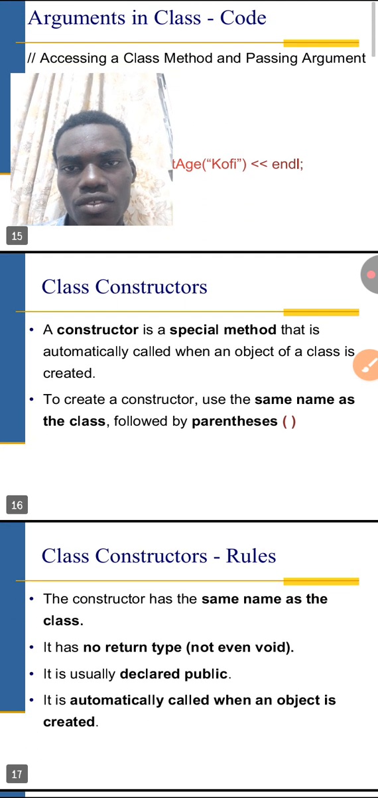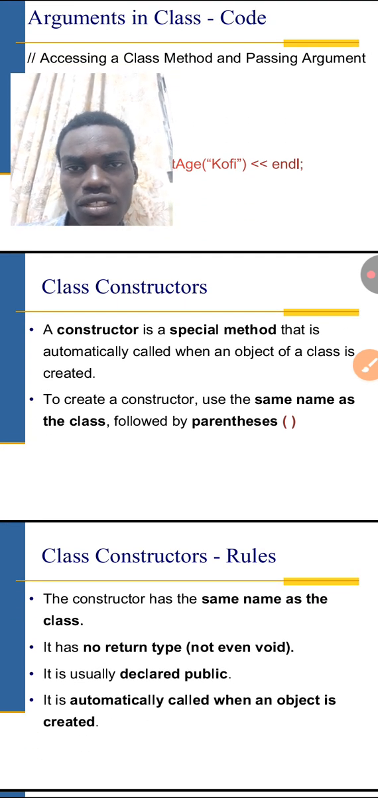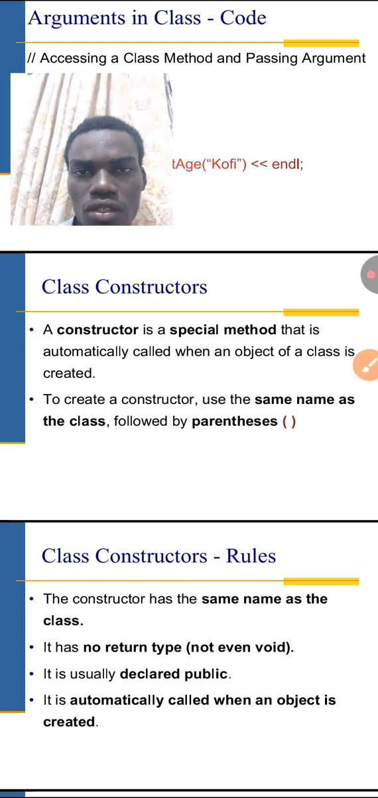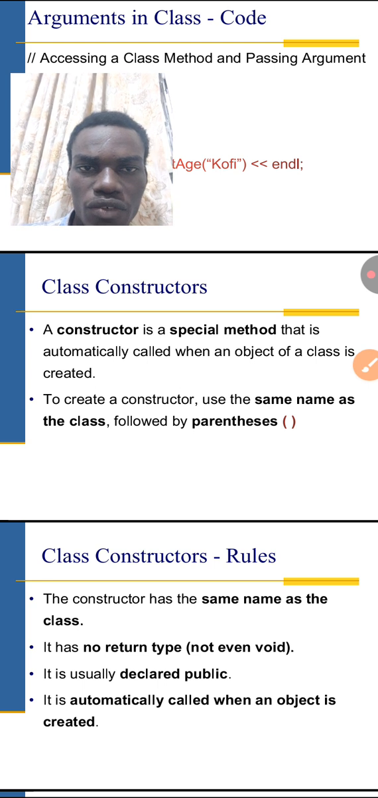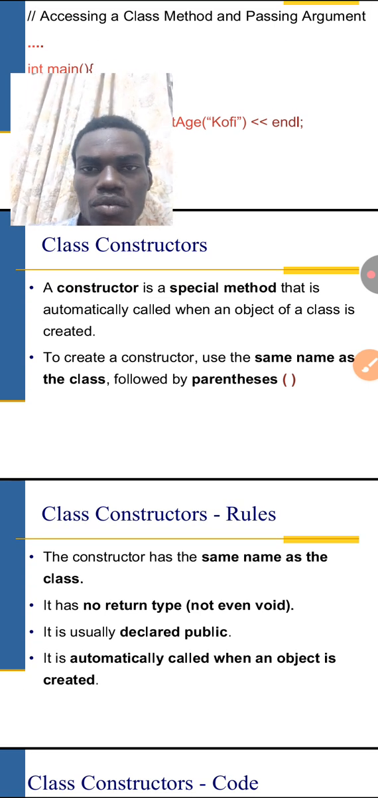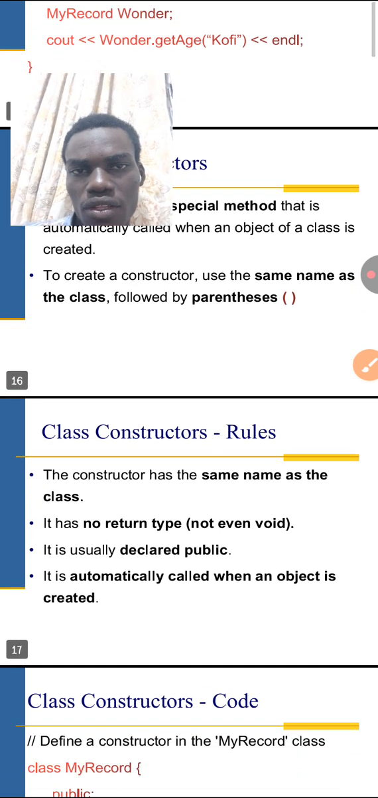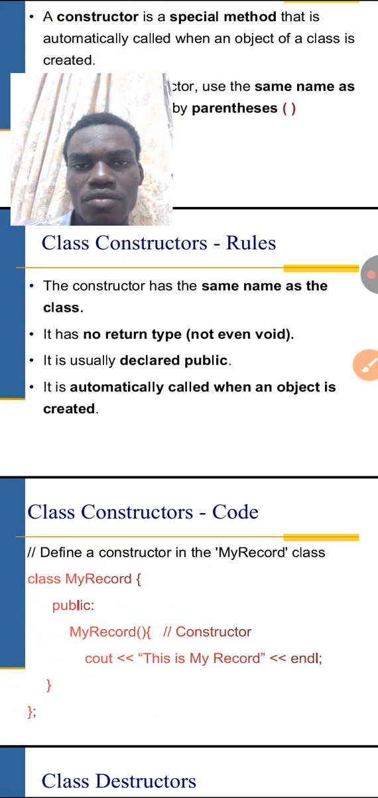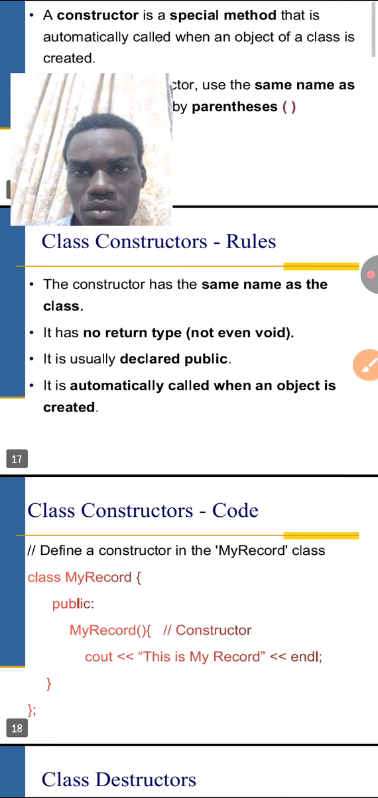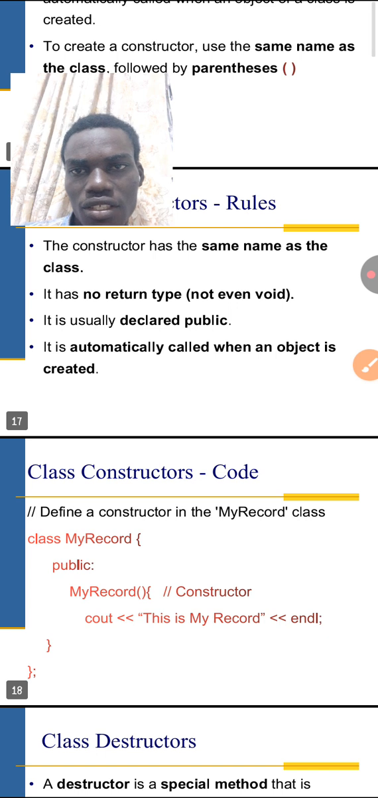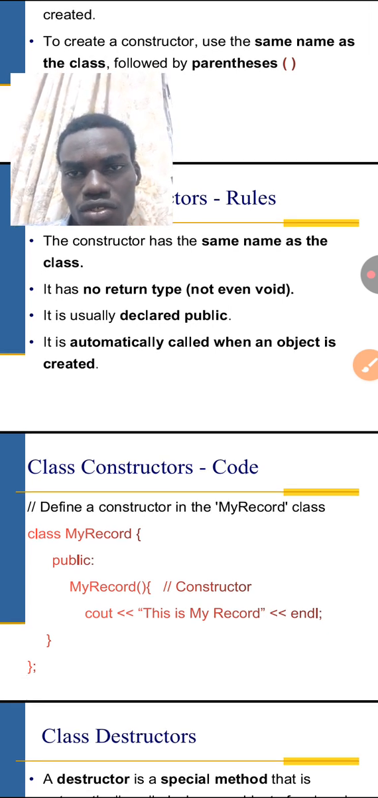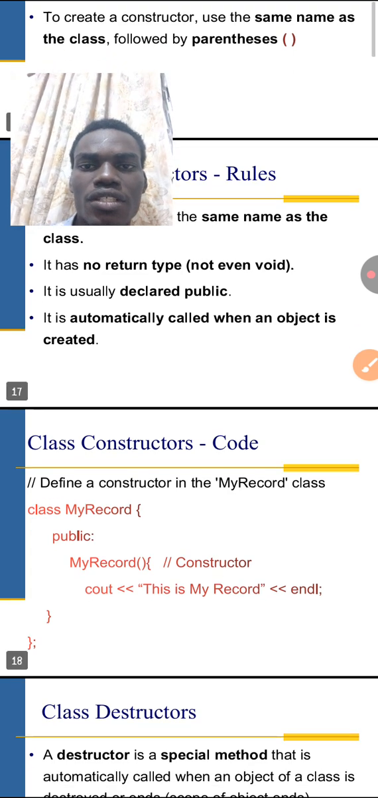Now let's look at class constructors. A class constructor is a special method that is automatically called when an object of a class is created. To create a constructor, use the same name as the class, followed by the parentheses. So the constructor has the same name as the class. It has no return type. It is usually declared public. It is automatically called when an object is created.